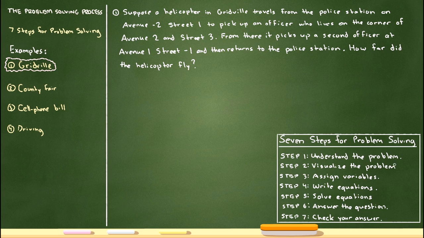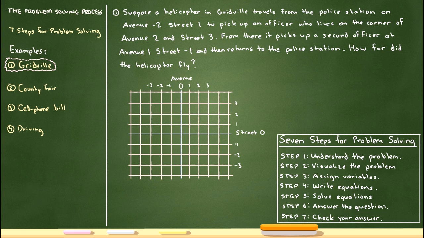Step 2, we want to visualize the problem. So to visualize this problem, could we draw a graph or a grid? In this case, yeah, we can. I went ahead and drew a grid here. Okay. So this is my city of Gridville. I put the streets as being horizontal. Okay, so any horizontal line here is going to represent a street, and any vertical line here is going to represent an avenue. Now, for this particular problem, it would work perfectly well if you decided to put avenues as your horizontal and your streets as your vertical. It doesn't matter which way you happen to do it.